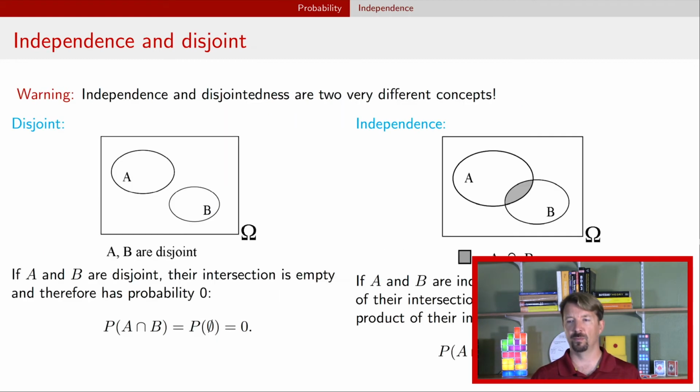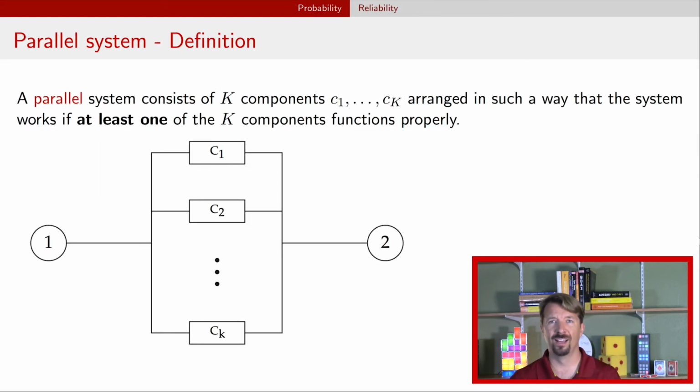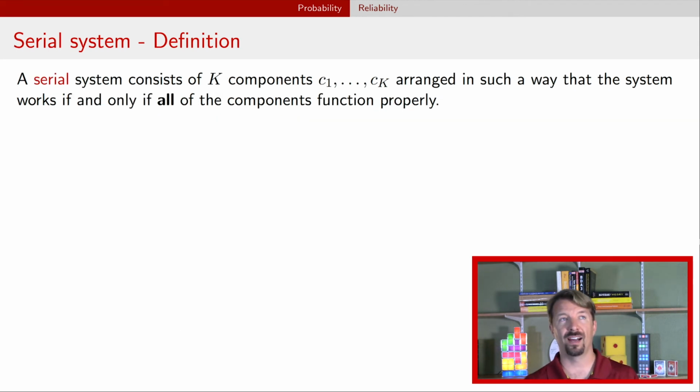So a parallel system of k components, an only parallel system, is set up such that if you're trying to go from one point to another point in this diagram, from point 1 to point 2, then you can go through any one of those capital K components. So you can go through component 1 or component 2, all the way up through component capital K. Right? And so this is a very robust system because there are many paths for you to get from point 1 to point 2.